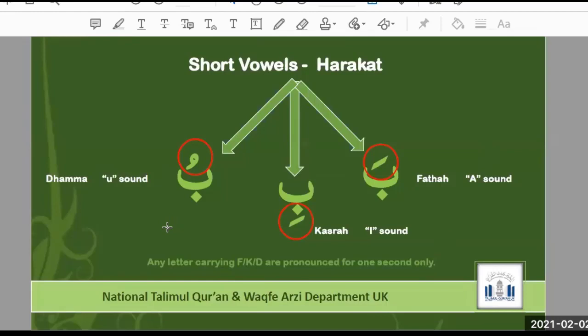But you do it for 1 second. Yes, you cannot prolong more than 1 second. Well done. Thank you very much.